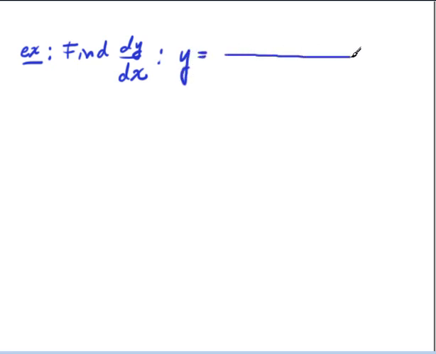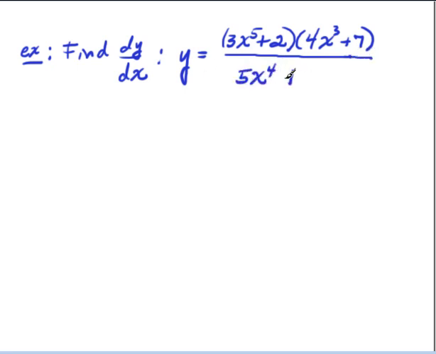we again want to find dy dx. And here we have our function y is equal to 3x to the 5th plus 2 times 4x cubed plus 7. And we're dividing by 5x to the 4th plus 10. So again, we're going to use the quotient rule.